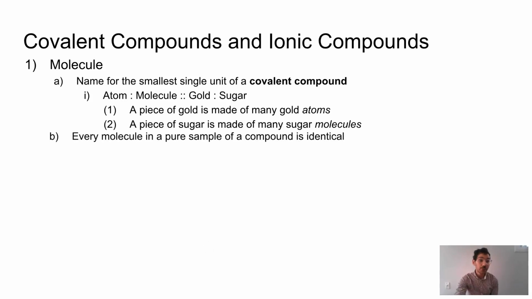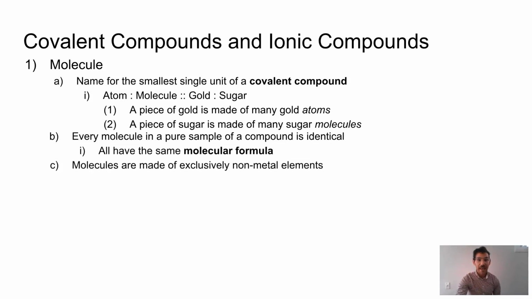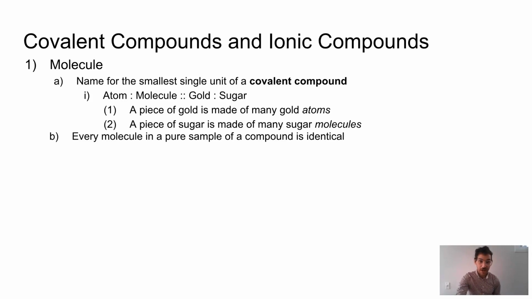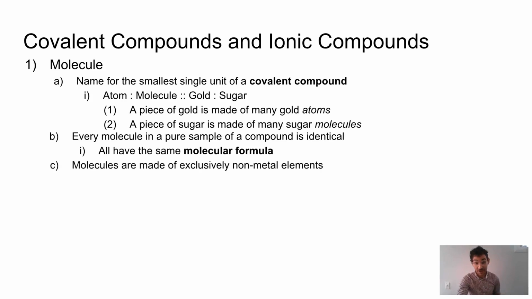So every molecule in a pure sample is identical. They're all completely identical. They should all have the exact same molecular formula. And I should go back. You may have different isotopes in your sample, but you can also have, theoretically, a pure sample where all the isotopes are the same. And so really the key takeaway is that all the molecules in a pure sample are going to have the exact same molecular formula.